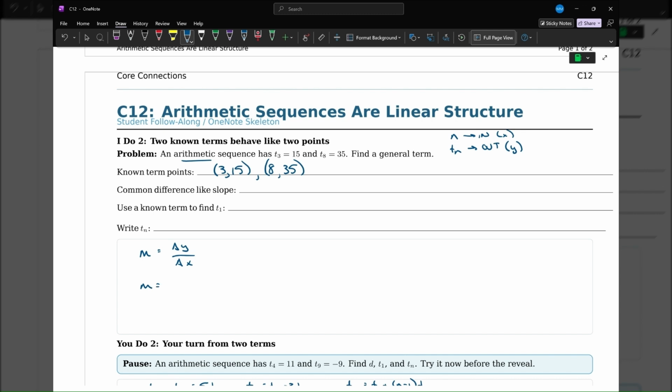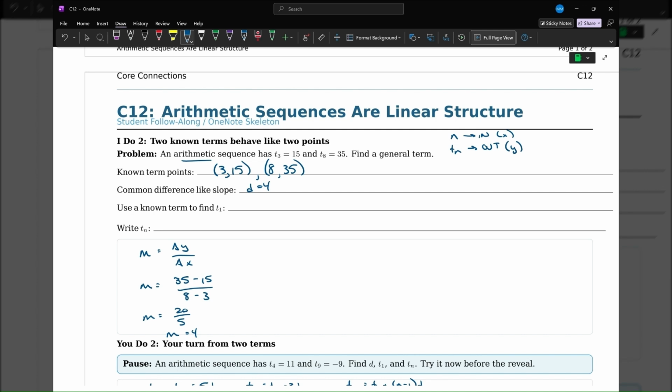So my slope is: my y ends up at 35 and it was at 15, and my x ends up at 8 and it was at 3. So that's going to be 20 over 5. So my slope is 4. Now my slope in this case is really the common difference, which is also 4.